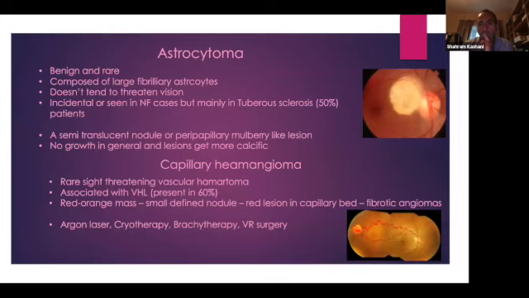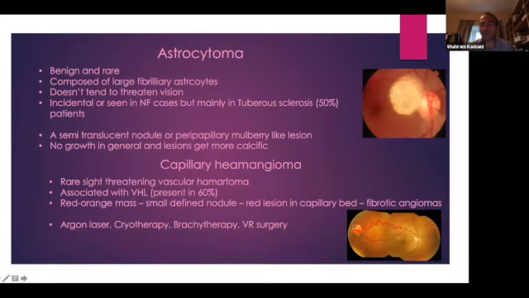Astrocytoma is rare. I've seen a couple when I was at Moorfields, and again, probably because it's a tertiary center. It occurs in 50% of patients with tuberous sclerosis, which is a condition with specific clinical features. But it looks kind of like a mulberry whitish lesion, and you can kind of see that in the retina. May or may not see it. It's very rare, so you're unlikely to see it. But hopefully, if you see that, you will know something is very wrong.